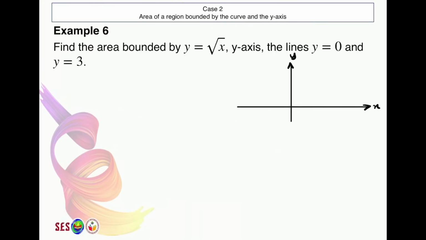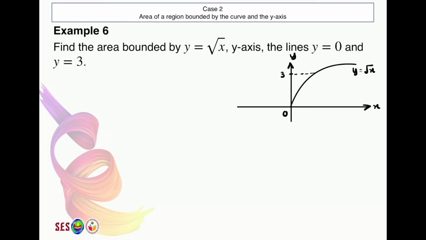In this example, we are going to find the area bounded by y equals root x, the y-axis, and the lines y equals 0 and y equals 3. So how do we go about finding it? First I'm going to sketch the curve so that we get a better view. So this is how y equals root x looks like. This is 0, and this is y equals 3.